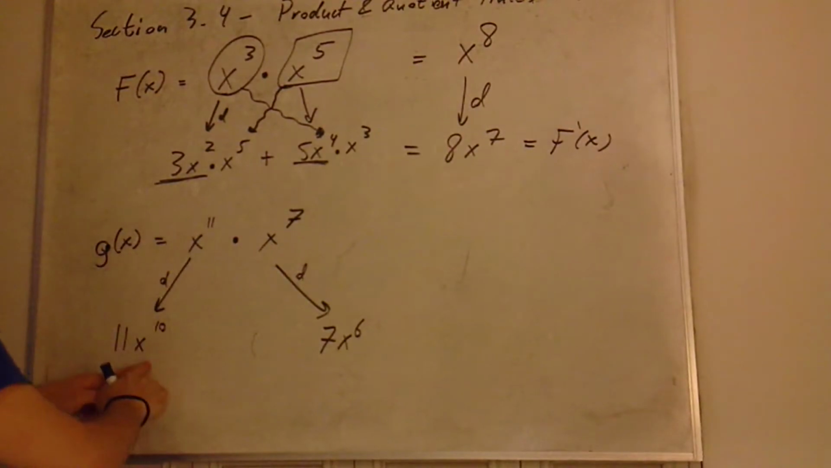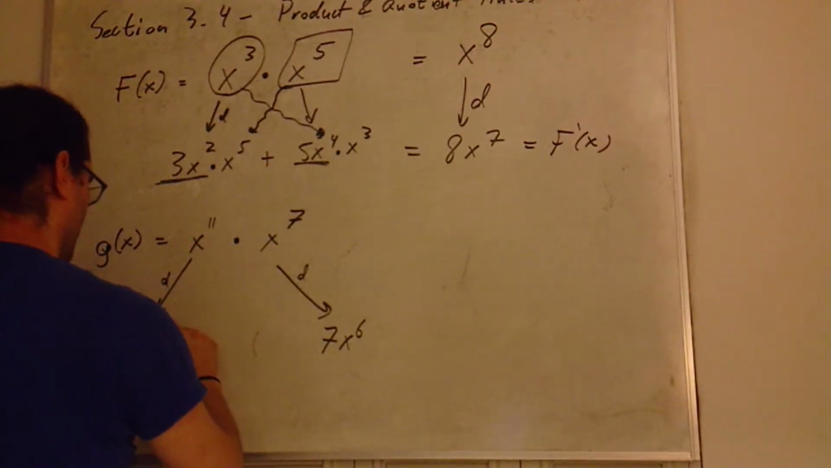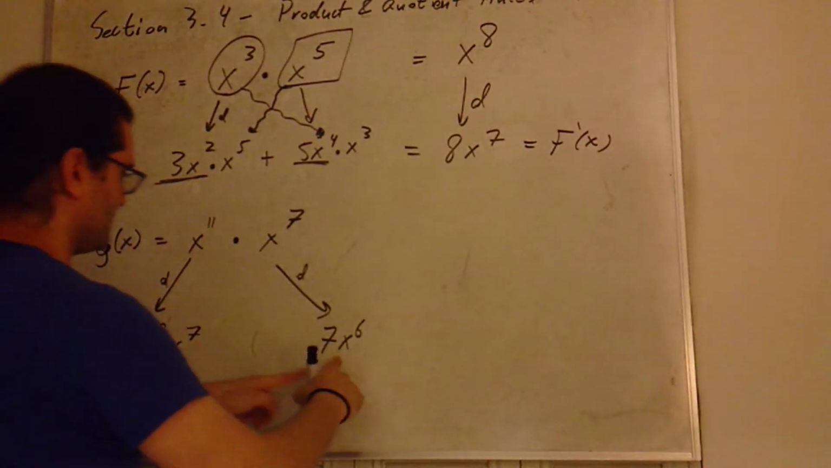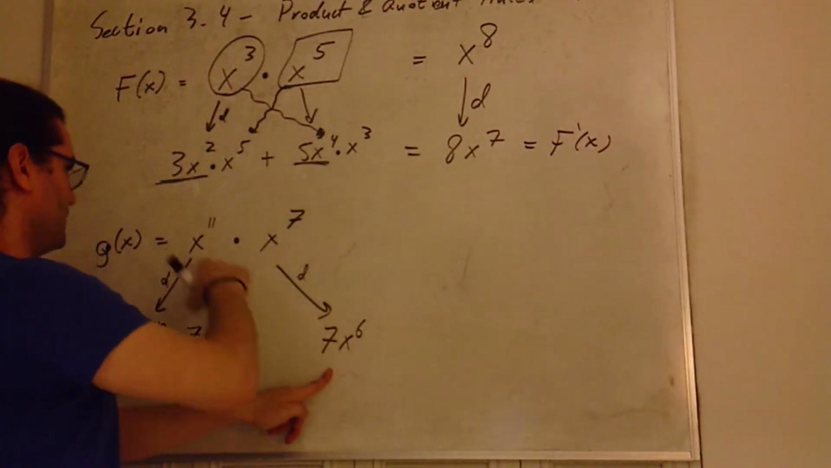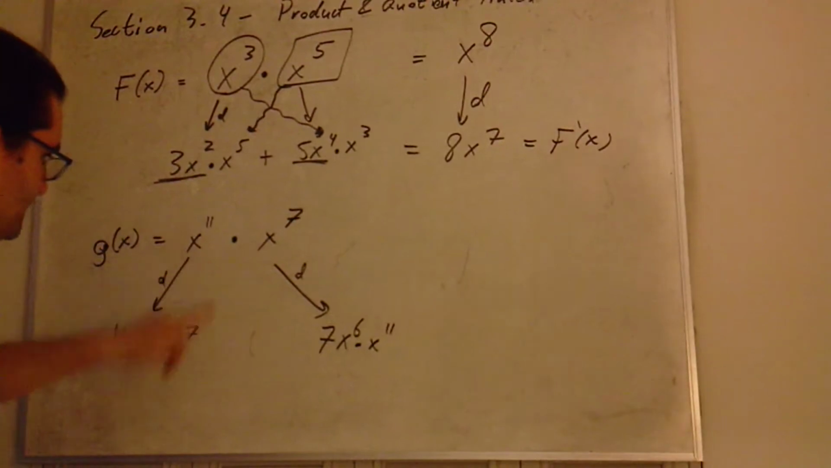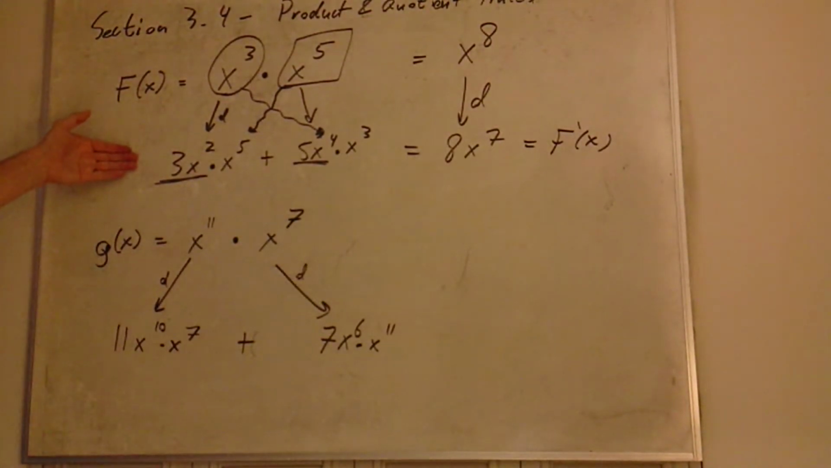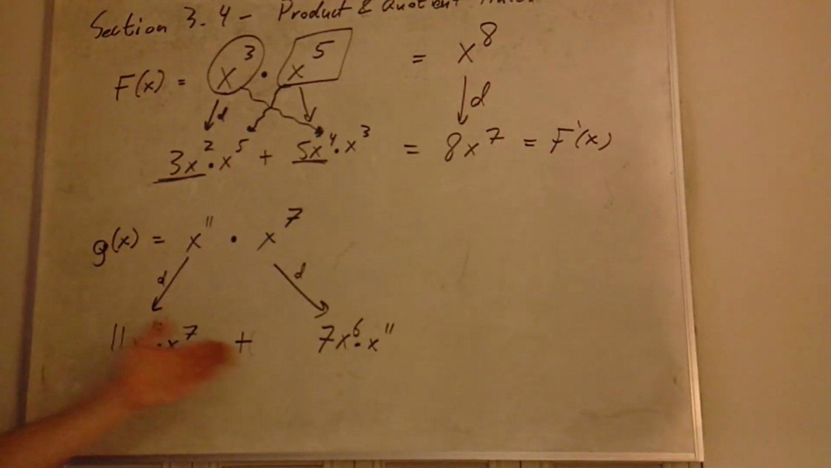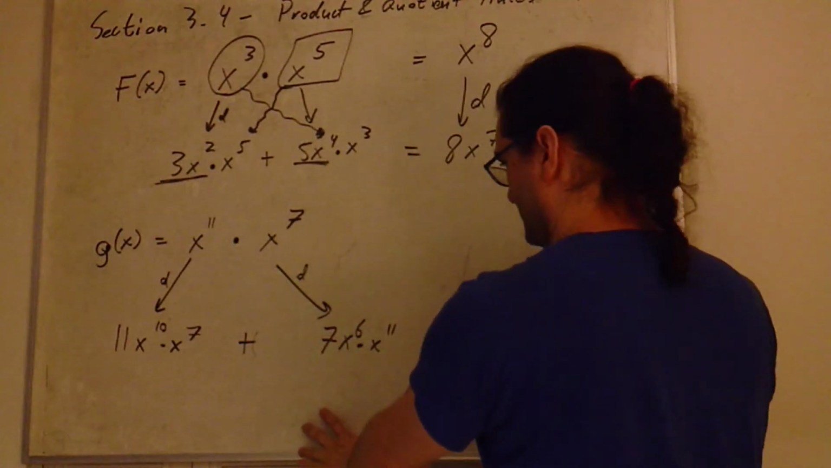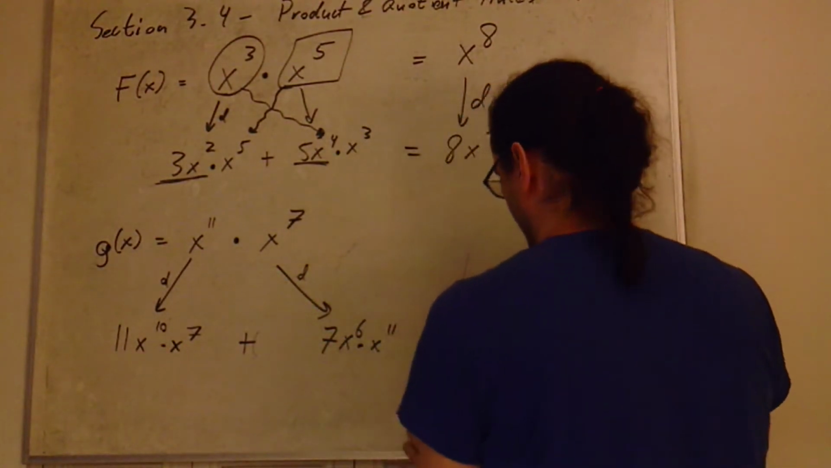So this is the derivative piece that came from x to the 11th. So I'm going to try multiplying that by x to the 7th. That's the original here. This is the piece that came from the x to the 7th, so I need to multiply that by x to the 11th. That's the original there. And then, if this pattern is reliable, I can just add them together to get the correct answer. That would give me 18x to the 17th.